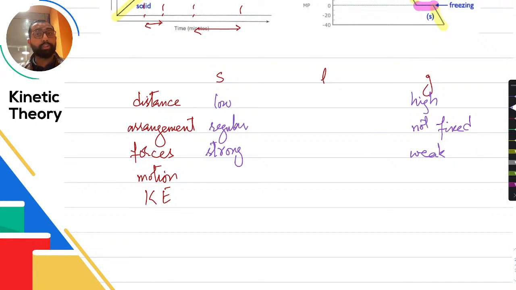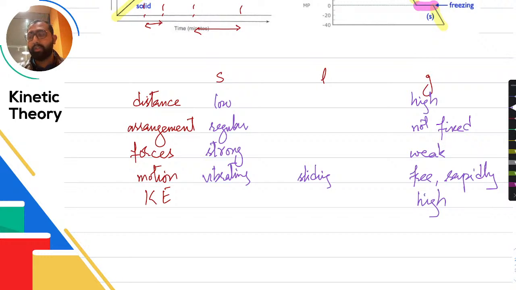Okay. Motion. We use a few keywords for them. So we say that in solid, particles are vibrating. Vibration happens when something is fixed to its place, just moving, nudging to one side and another, but overall fixed to its place. In liquid, we say they're sliding, and in gas, we say they are free or rapidly moving. That's the motion. Don't say random. Now, kinetic energy. We say that if something is moving more, it has more kinetic energy. It's the energy of moving things. So in gas, particles are rapidly moving, so it is high, and in solid, it is low.